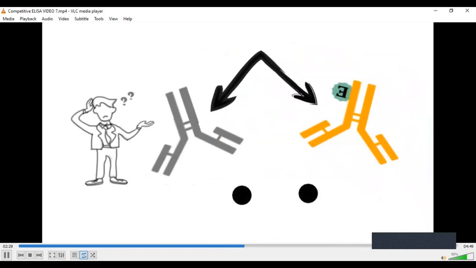Now you might think, which type of antibody is going to win this competition? Well, the antibody with the greater concentration wins the competition. Now we don't know which kind of antibody's concentration is more. Let us assume both the situations.